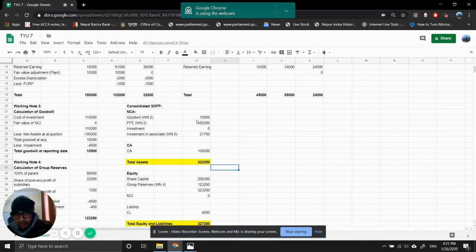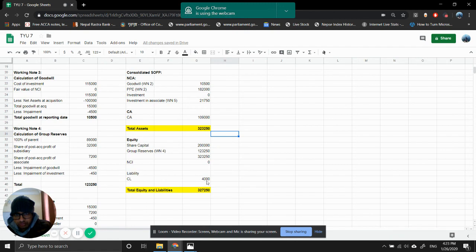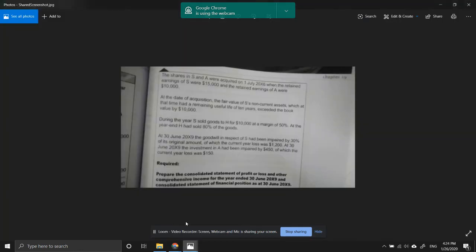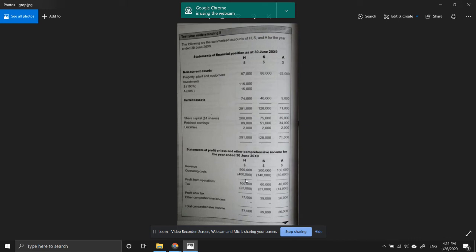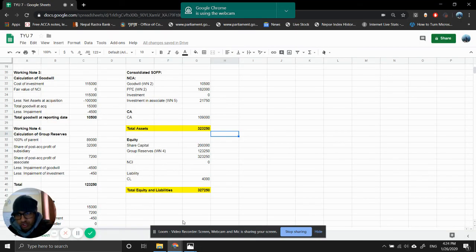So what about the values? Let's check one more time. Linking wise, it's good. Share capital is also good. Current liabilities, group reserves is good. Current liabilities, share capital is good, I guess. 200,000, right? 200,000. Where did it go? Current liabilities 2,000, 2,000. So no mutual owing, so no cash in transit or anything of that sort.